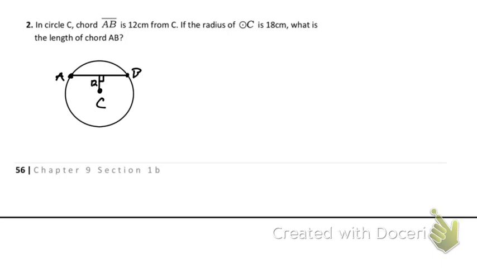I need to know the whole length of chord AB. What should I do? Sam? What about the radius of 18? We could draw it. Where should I draw it? Where do you want me to draw it? I don't know. Not sure? Shana?